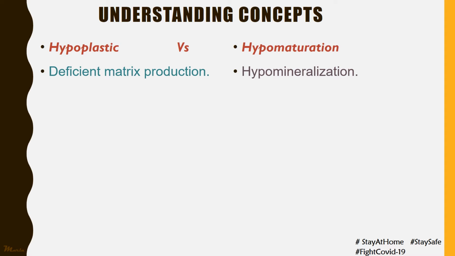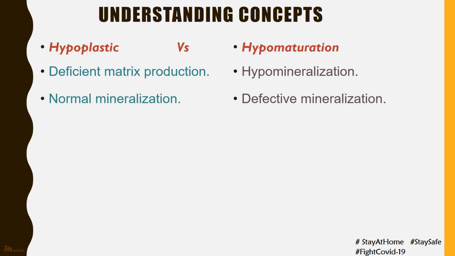And the anomalies may show variation in terms of their appearance or physical properties, based on which stage is affected. So moving further, in the hypoplastic state, there is only deficiency in matrix production, but the process of mineralization is normal. However, if there is a defect in the hypomaturation stage, the matrix production may be normal, but the process of mineralization is defective.